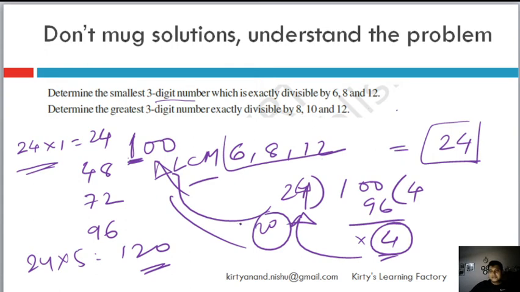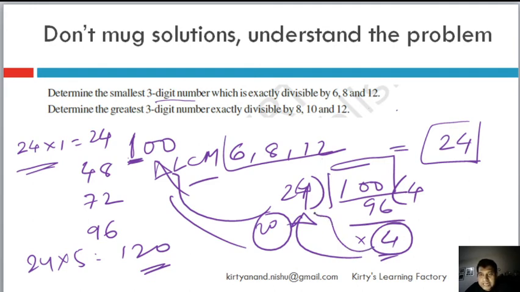Basically what they are asking you to do is simple. You have found out the smallest 3-digit number and you have divided by LCM. Now by subtracting this here, you are reducing the divisor by the same amount, and that number then you are adding to 100 so that it becomes completely divisible by 24. But because people start to mug up this method, that's not the right approach.